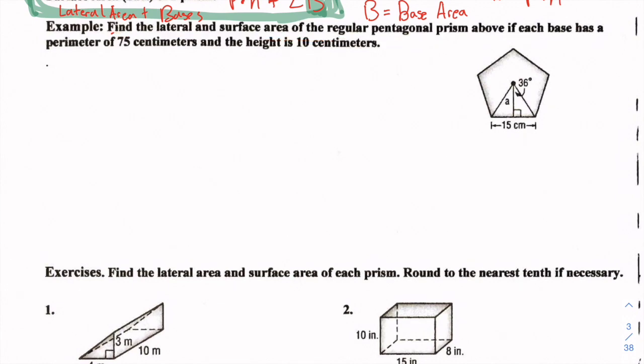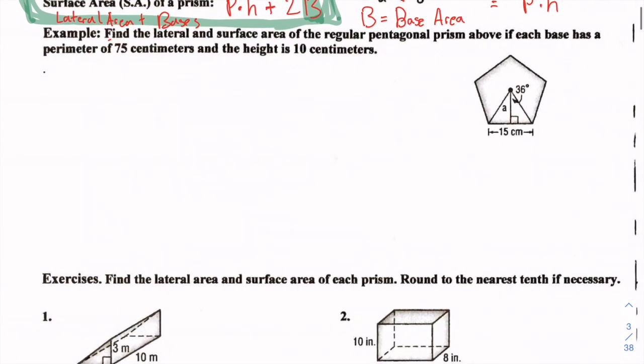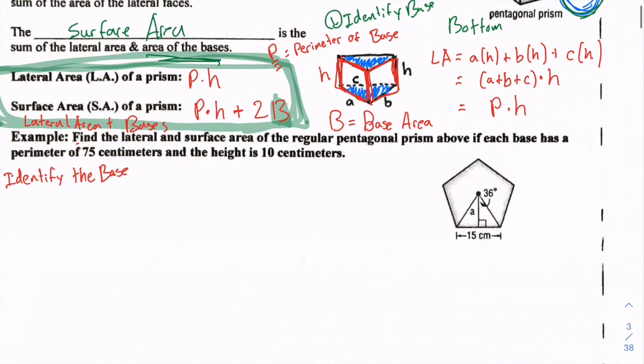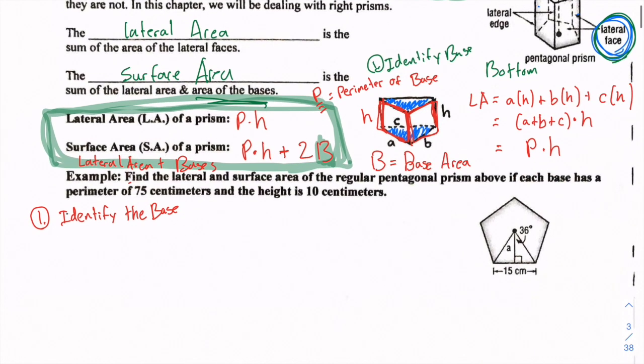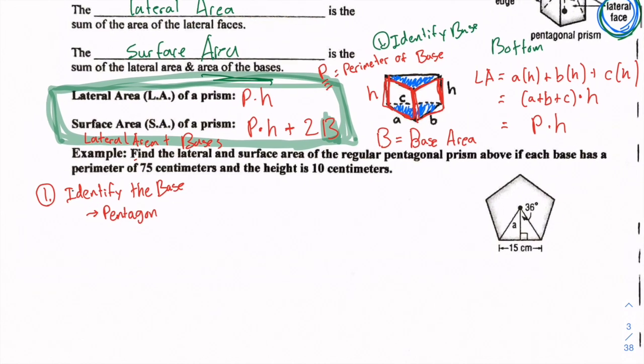Okay, so there's a lot going on here. So let's do it one step at a time. For every single problem, guys, your first step, you need to always identify the base. What is your base? In this case, we're talking about this pentagonal prism. This example is pretty easy. They were telling you the base is a pentagon. So just make a note of that here. Okay, the base is a pentagon. So that's your first step.